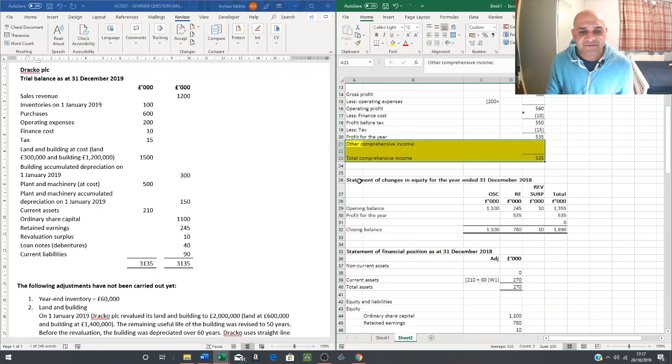Then the statement of changes in equity for the year ended 31st December 2018 contains opening balances of ordinary share capital, retained earnings, revaluation surplus, and then the last column, total.